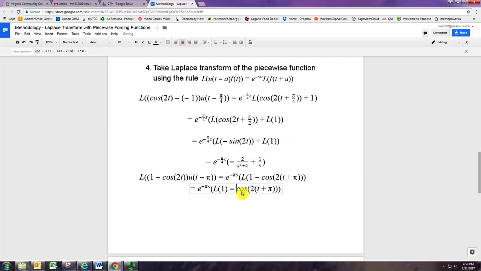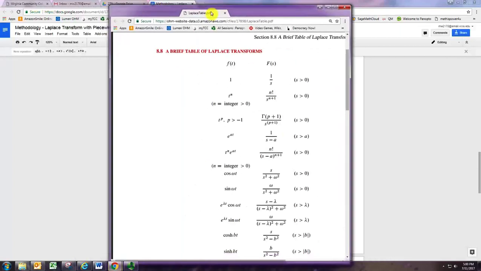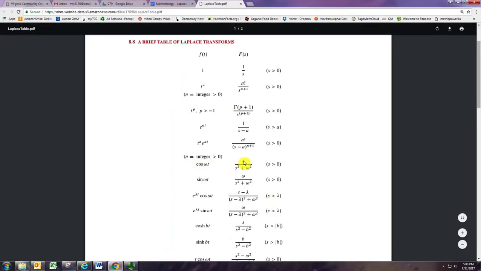You can then distribute the Laplace transform to the 1 and to the cosine. You can distribute the 2 to the t and the pi. And there's an even easier identity to know: if you just add 2 pi to the argument, it actually doesn't change the value of the cosine because it's 2 pi periodic. So cosine of theta plus 2 pi is the same as cosine of theta. And we can actually just get rid of that. We know the Laplace transform of the first one is 1 over s. And cosine of 2t shows up in the table. Cosine of 2t would be s over s squared plus 4.